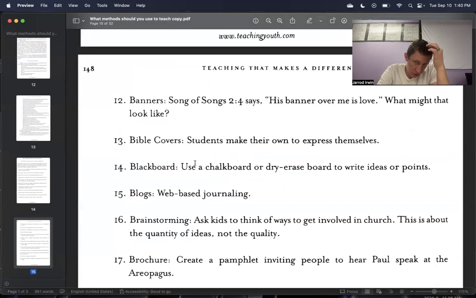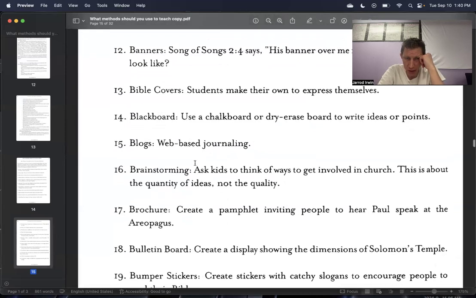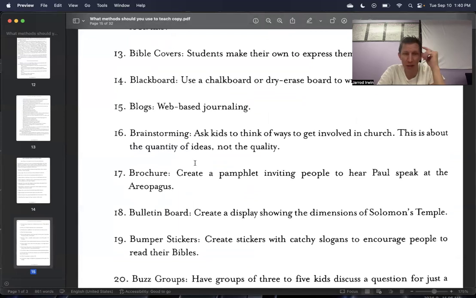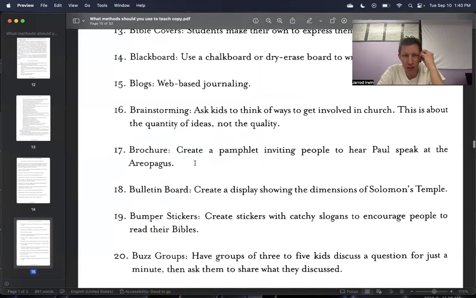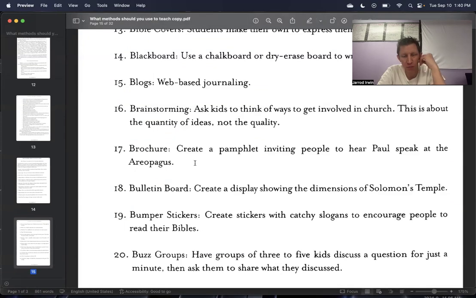Bible covers: students make their own Bible cover to express themselves. Blackboard: use a chalkboard or dry erase board to write ideas or points. These aren't apparently all new ideas, but it is hopefully an exhaustive list. Blogs: web-based journaling. Brainstorming: ask kids to think of ways to get involved in church. This is about the quantity of ideas, not the quality. So you can use brainstorming for a number of purposes.